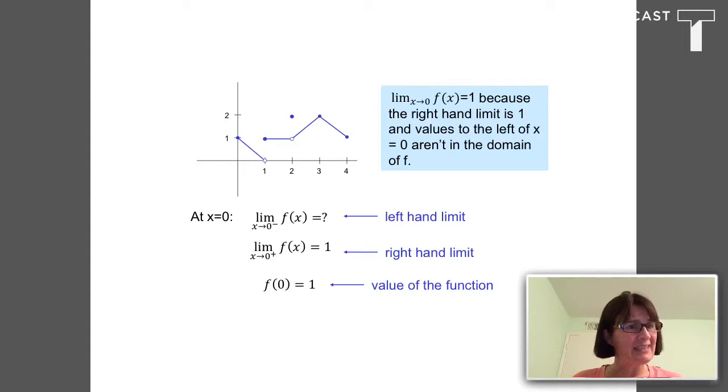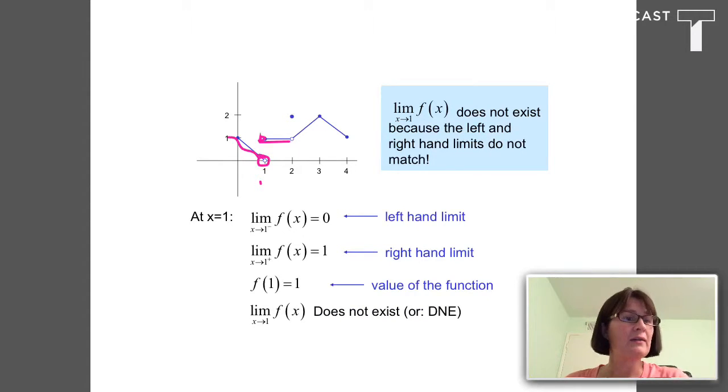I can say that the limit as x approaches 0 of f of x does exist and is equal to 1. Normally I would need the left-hand limit and the right-hand limit to match. Here the left-hand limit, you can't even talk about it. So it's not that it doesn't exist, it's just not part of the domain. So we can still say that the limit of f of x as x approaches 0 is 1.